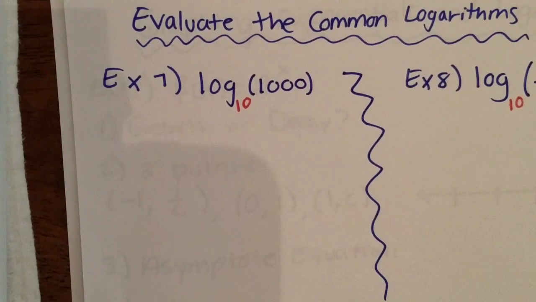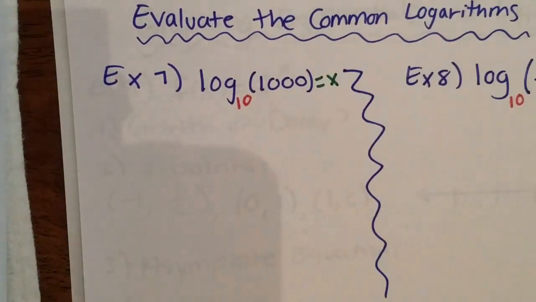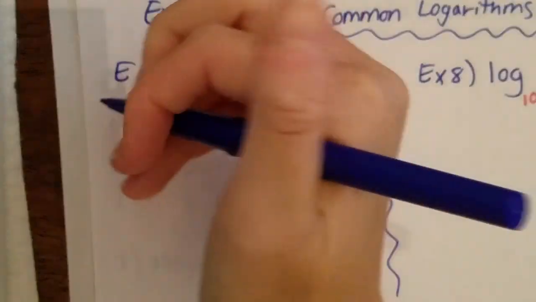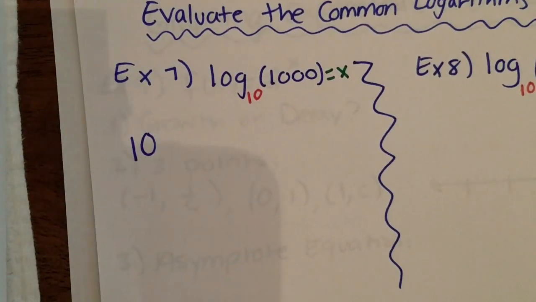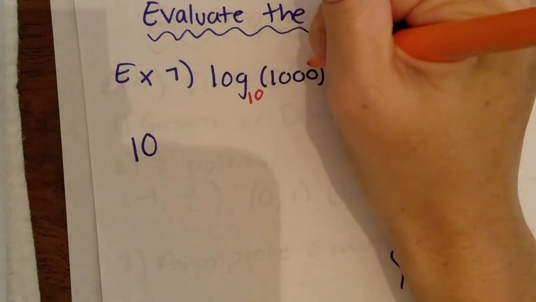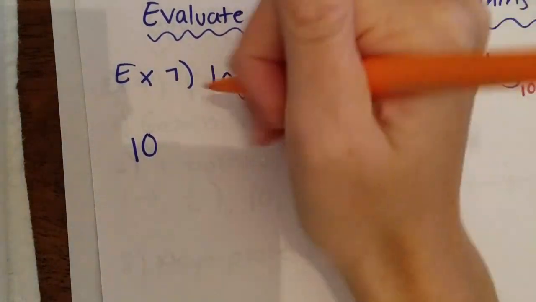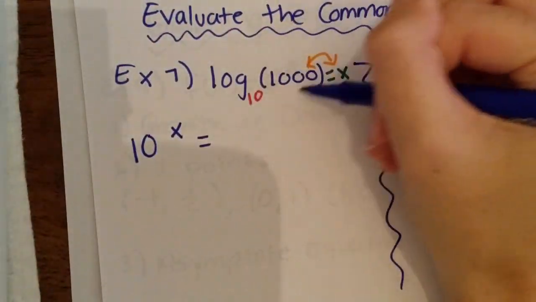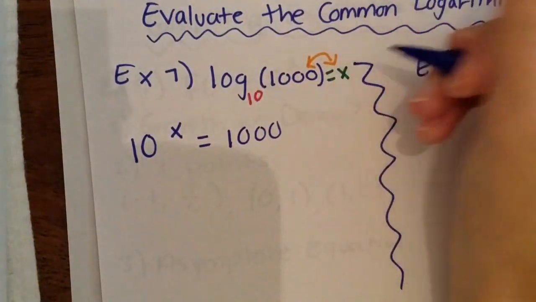Okay, so if you remember from before, our goal is to convert these logs into an exponential, and the way we do that, we start by setting our logarithm equal to an x. After that, we have to convert our logarithm into an exponential. The base of my log is the base of my exponential. So since the base of my log is a 10, it is now going to be a 10 for my exponential. And remember, these two just trade places. My x is going to hop into the exponent of my 10, and then the 1000 is going to hop to the other side of the equal sign.